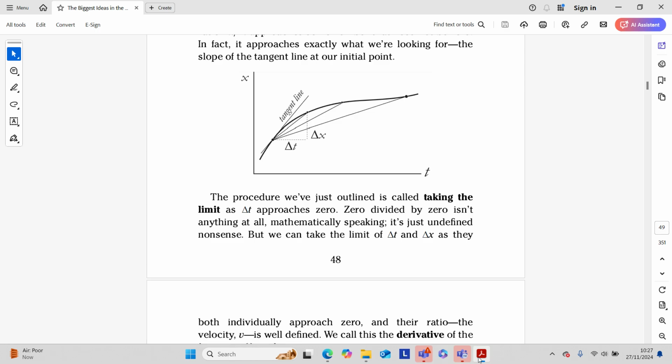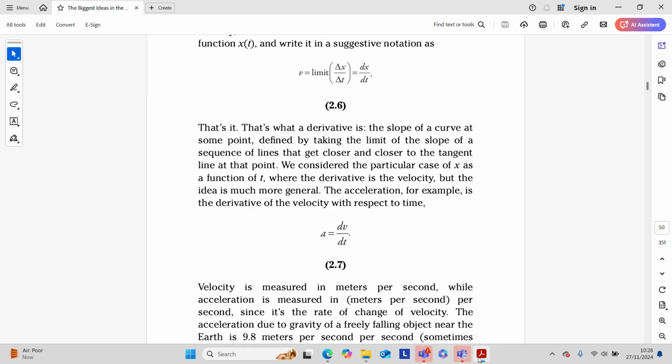0 divided by 0 isn't anything at all, mathematically speaking. It is just undefined nonsense. But we can take the limit of Δt and Δx as they both individually approach 0, and their ratio, the velocity, is well defined. We call this the derivative of the function x(t), and write it in a suggestive notation as v = lim Δx/Δt = dx/dt. That's it. That's what a derivative is.